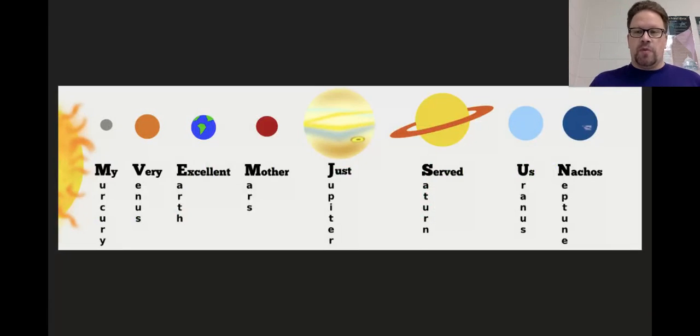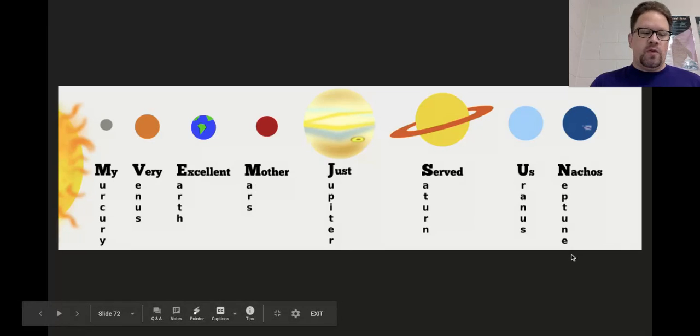If you're trying to remember the planets and the order of the planets, one I've heard: My Very Excellent Mother Just Served Us Nachos. So you can remember that sentence. Based on remembering that sentence, then hopefully you remember Mercury, Venus, Earth, Mars, Jupiter, Saturn, Uranus, Neptune. There's Pluto.